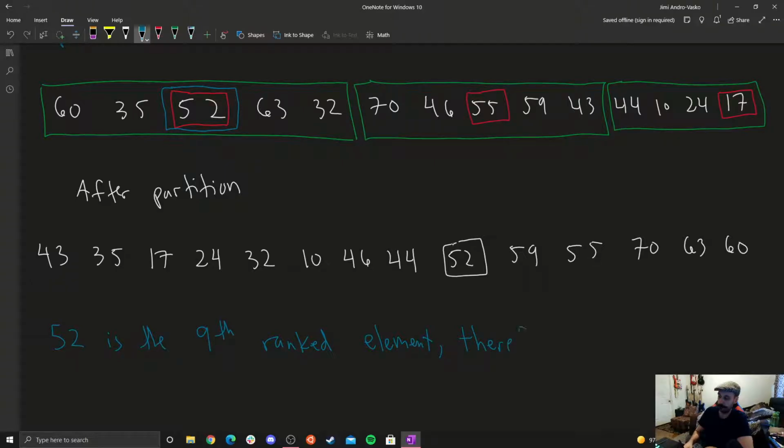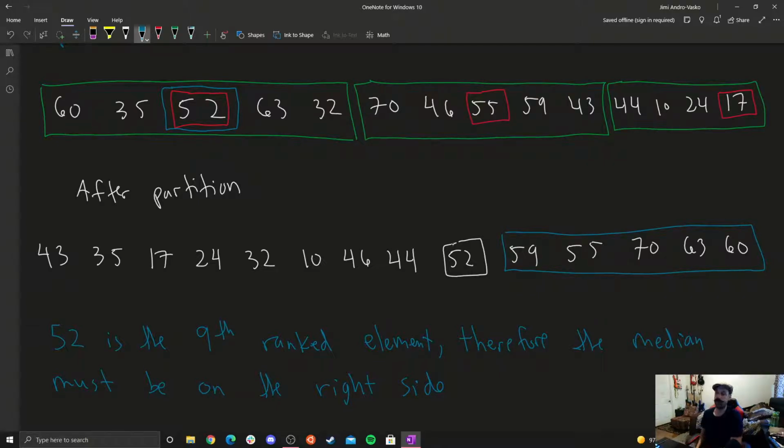So therefore, the median must be on the right side. Somewhere here is where the median is going to go. And now here's where we can really shortcut this, because now we have a very small list of size 5. In this situation, this is the 9th ranked element, so the 13th would be 4 elements over. So it looks like the second to last element in this list is going to have to be our median.